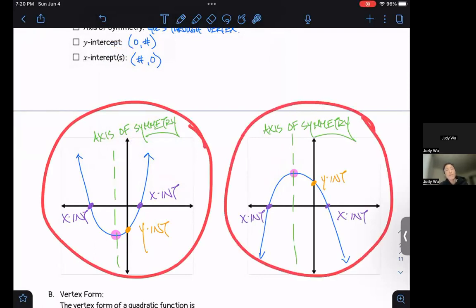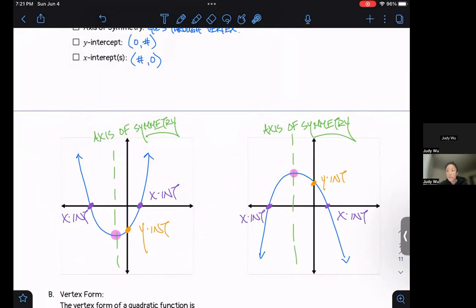I really want us to root ourselves in these pictures, because at the end of the day, we're just going to be trying to find different methods to find each one of those things, no matter the form. That's where we're going to stop for part 1. Come on back for part 2, where we explore a little deeper into vertex form.